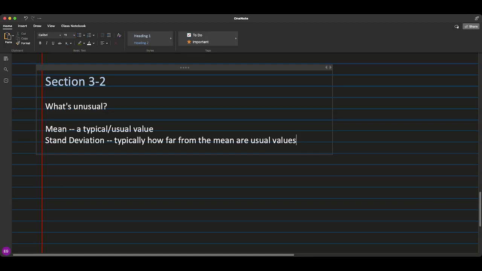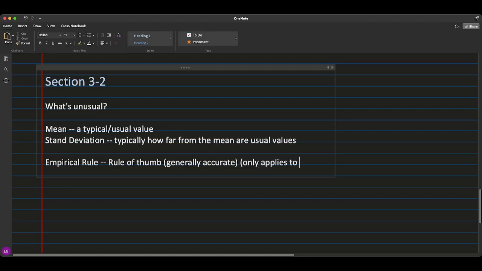What's unusual? Okay, so the first thing that we're going to talk about is something called the empirical rule. The empirical rule is a rule of thumb. A rule of thumb means it's not completely accurate, but it's generally accurate. So the empirical rule tells us what to expect from symmetric distributions. This only applies to symmetric distributions, and we've talked about that a while ago. The shape of the graph has to have that bell curve, right? The mode, the high point, has to be in the middle, and the left and right tails need to be roughly the same length.